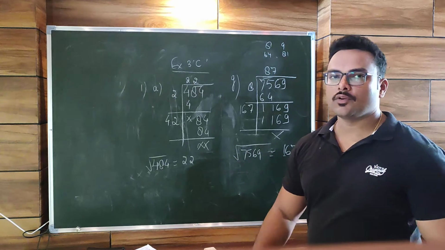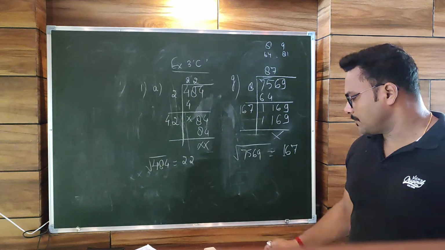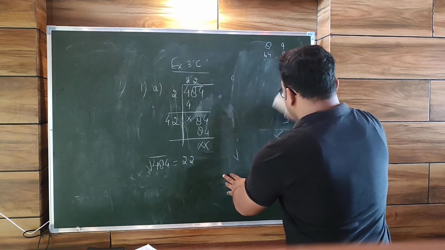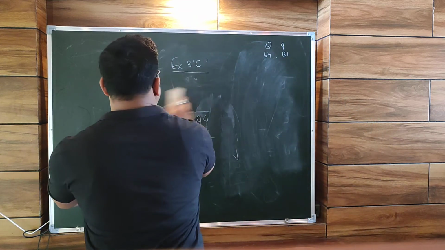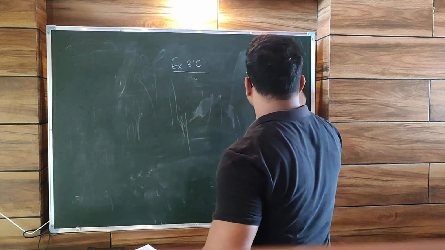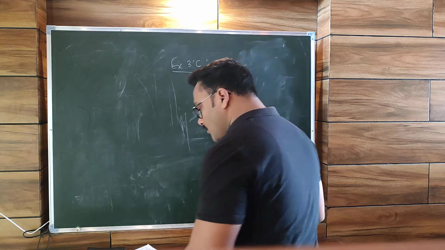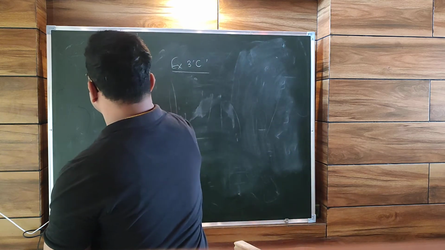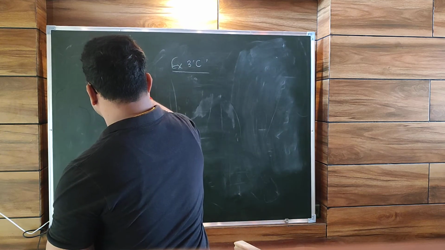So this way you have to calculate the given numbers. Now let us see another question. Hope you understood this one. Very easy. You have to follow a few steps, rules which are already discussed. So if you follow them, there will be no chances of mistake. Question number 2, A part.